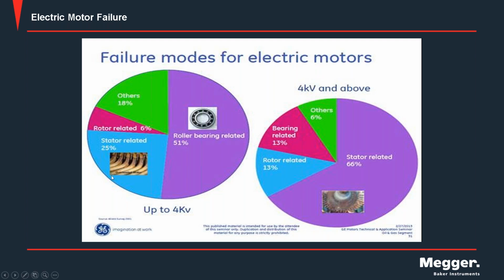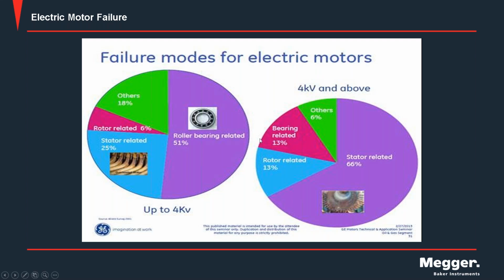And the second single leading cause of failure, and really what we're going to be focusing on today, is those that are stator related. So here we see 25% of motor failure stator related for these lower voltage motors. And then for motors that are over 4,000 volts, we see that stator related piece of the pie jump to 66%, primarily because we move away from rolling element bearings into sleeve bearings.